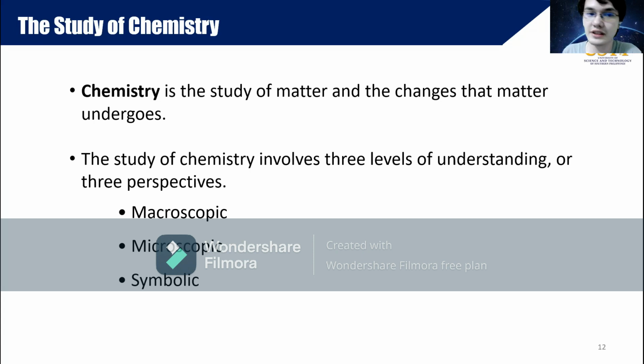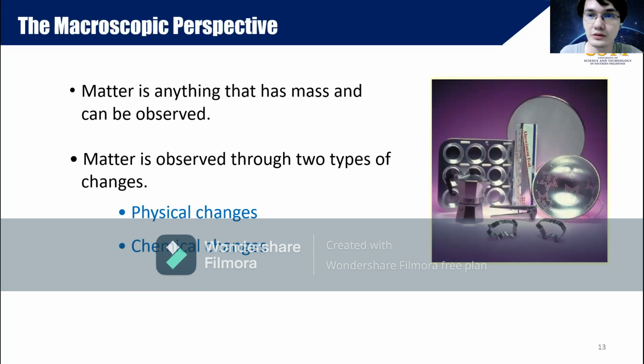So natay 3 levels of understanding or perspectives. The macroscopic, microscopic, and symbolic understanding. Is observed through 2 types of changes. We have physical changes and chemical changes. Ang physical changes, it refers to a change na dili magbag-o ang entity sa usa ka substance. For example, kung i-cut mo ang paper, paper ra japon siya.